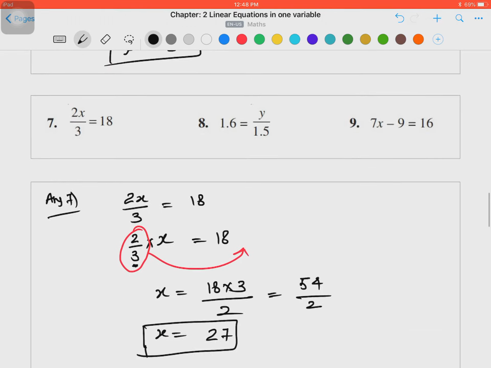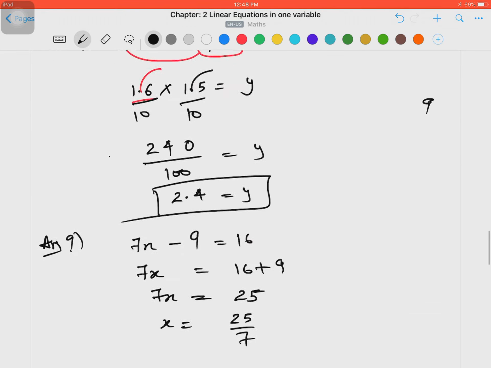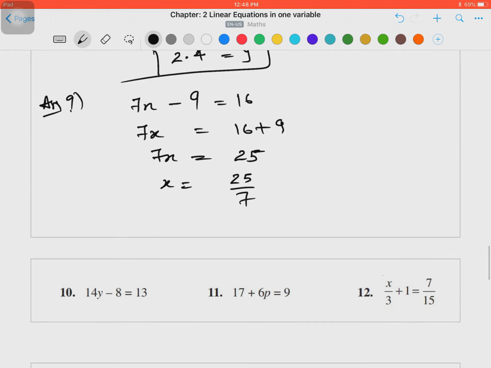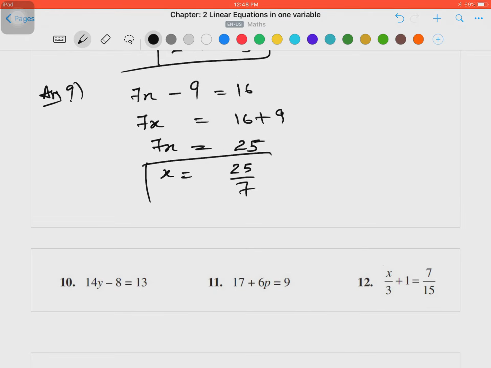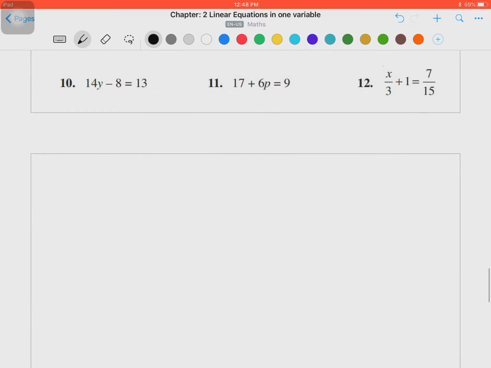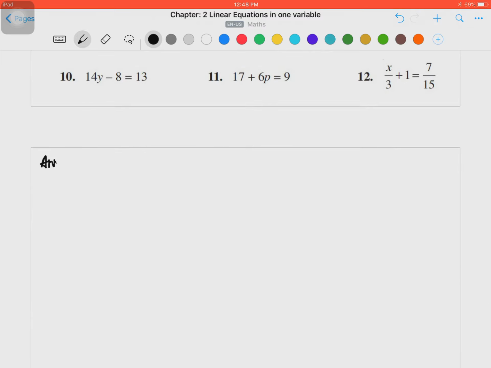So the value of x is equal to 25 by 7. That's our answer. And the last three questions of this exercise, question number 10. We have 14y minus 8 equals 13. Okay, so we'll do the same thing. We'll write the 14y here. On the other side we have 13. This minus 8 will become plus 8.